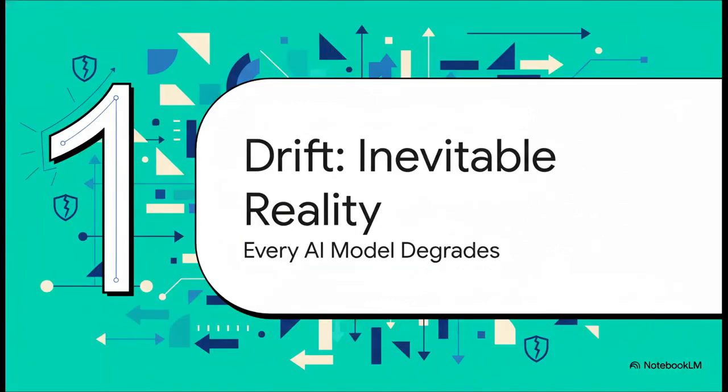Okay, let's be really clear about this up front. Model drift is not a bug. It's not a failure on the part of your data science team. It is a fundamental, baked-in property of any AI system that learns from the past to predict the future. It's an operational reality we have to manage, not some technical problem that can be fixed once and for all.